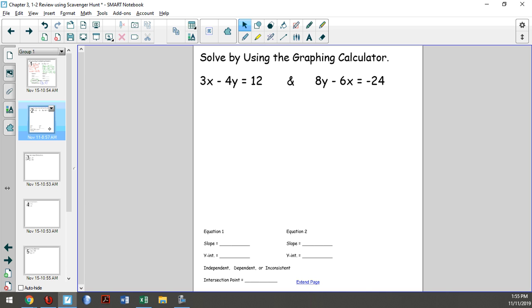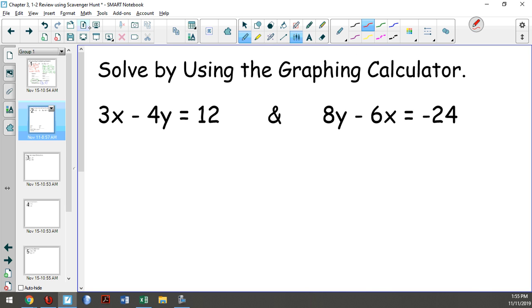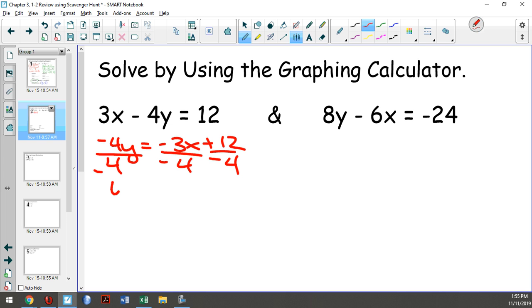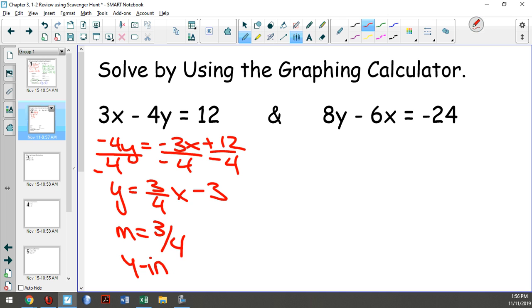Okay, so we're going to take the first equation and solve this for y. So this is -4y is equal to -3x plus 12. Divide each and every single term by -4. So y is equal to positive 3/4 x minus 3. What is my slope? What is my y-intercept? 0, -3.